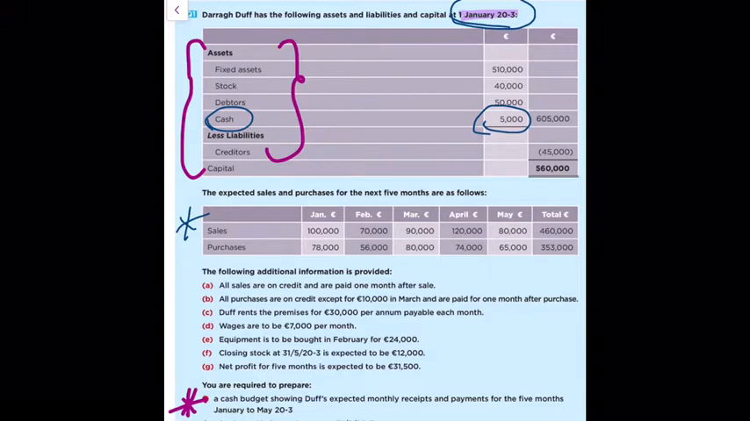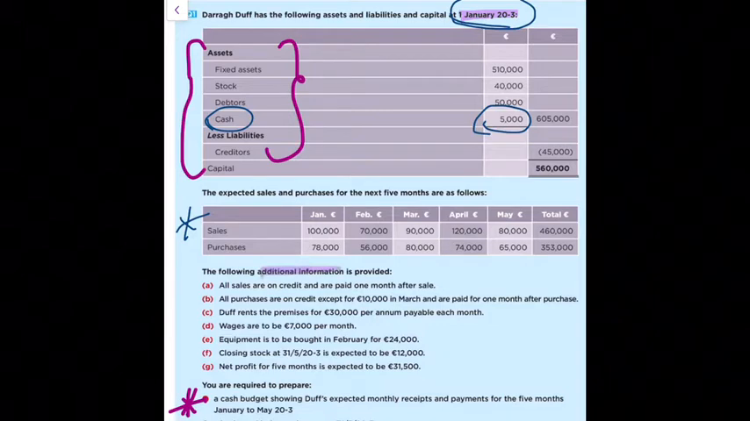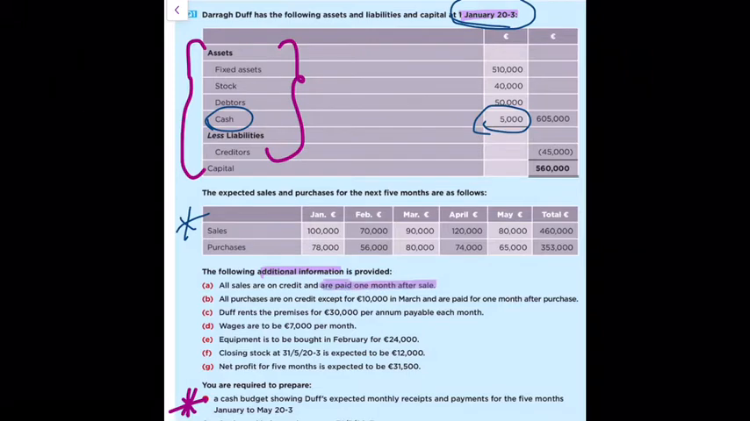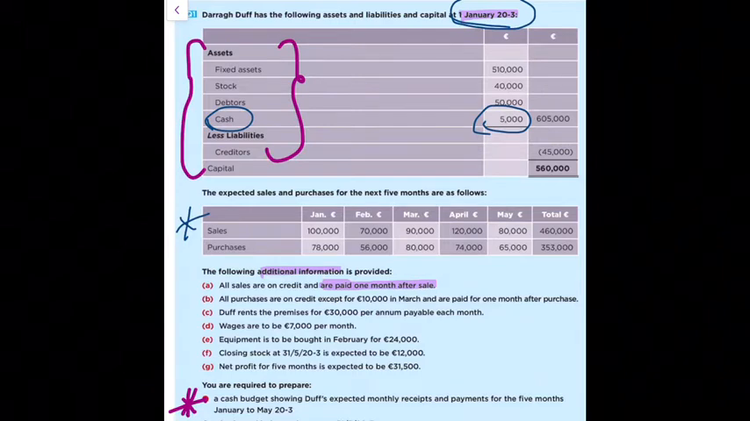It gives us some additional information then. All sales are on credit and are paid for 1 month after sale. What does on credit mean? It means that they get the goods now. We sell them now, so they receive them now, but they're not going to pay us for 1 month. So the sales in January, we won't actually be getting that money until February. And February sales will be paid in March.